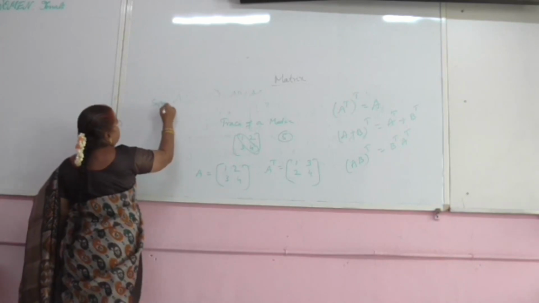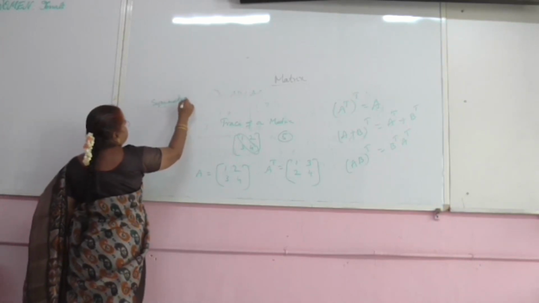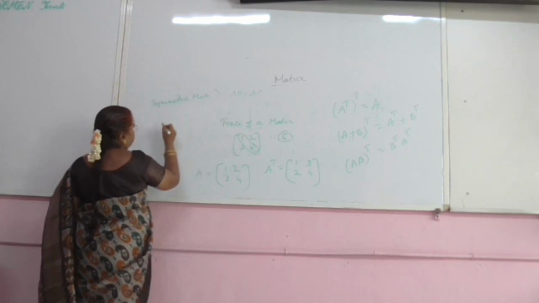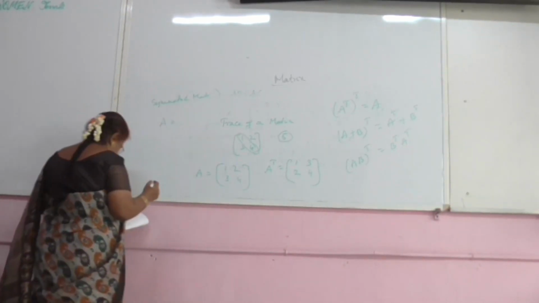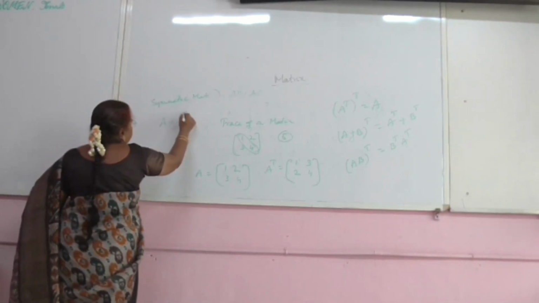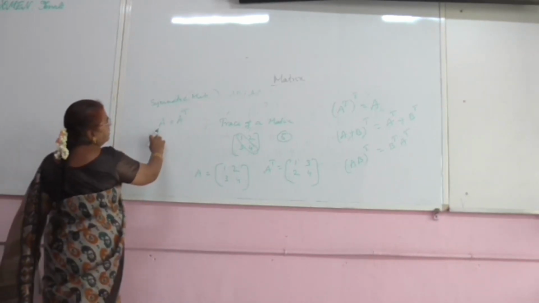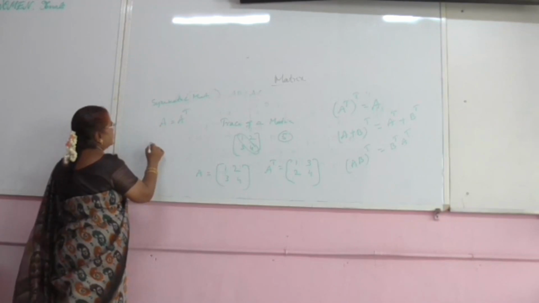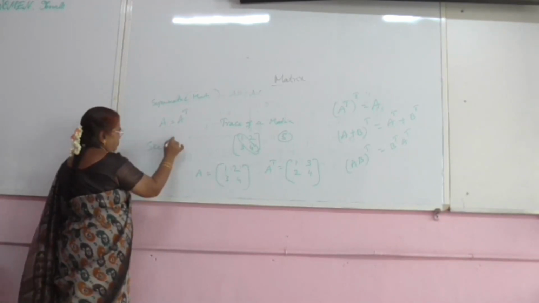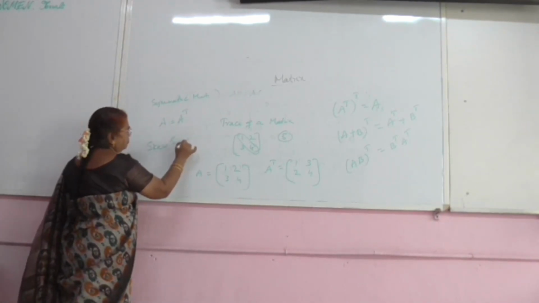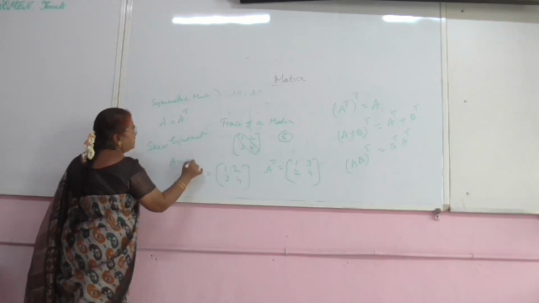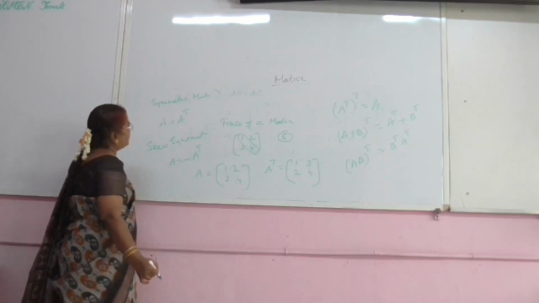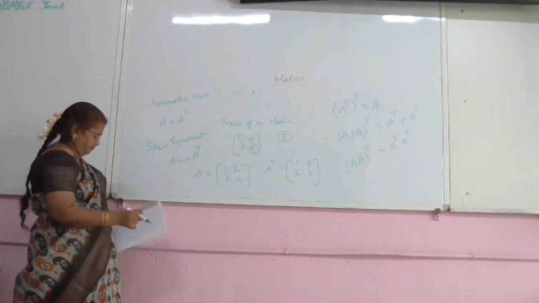Symmetric matrix. If A equals A transpose, then that matrix is called a symmetric matrix. Skew symmetric. If A equals minus A transpose, then the matrix is called a skew symmetric matrix.